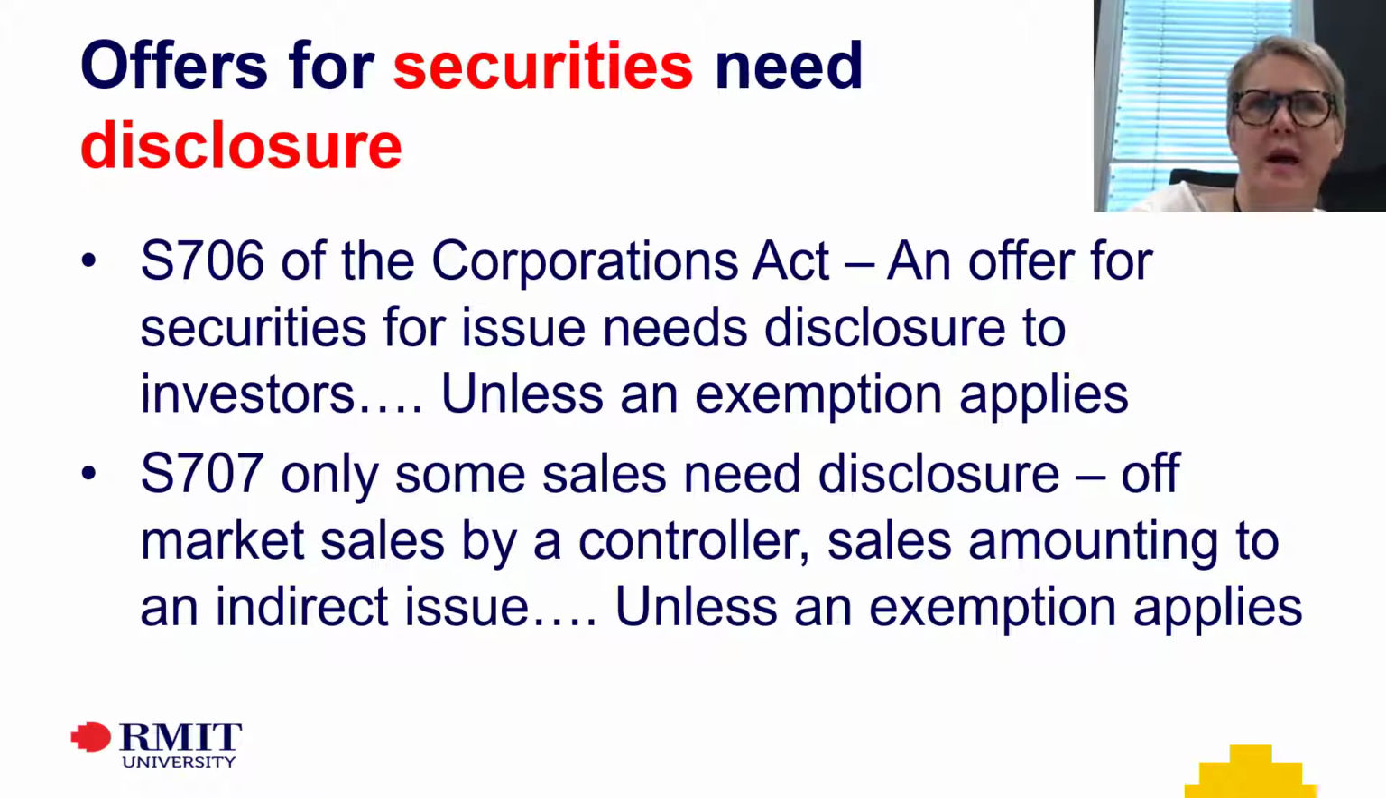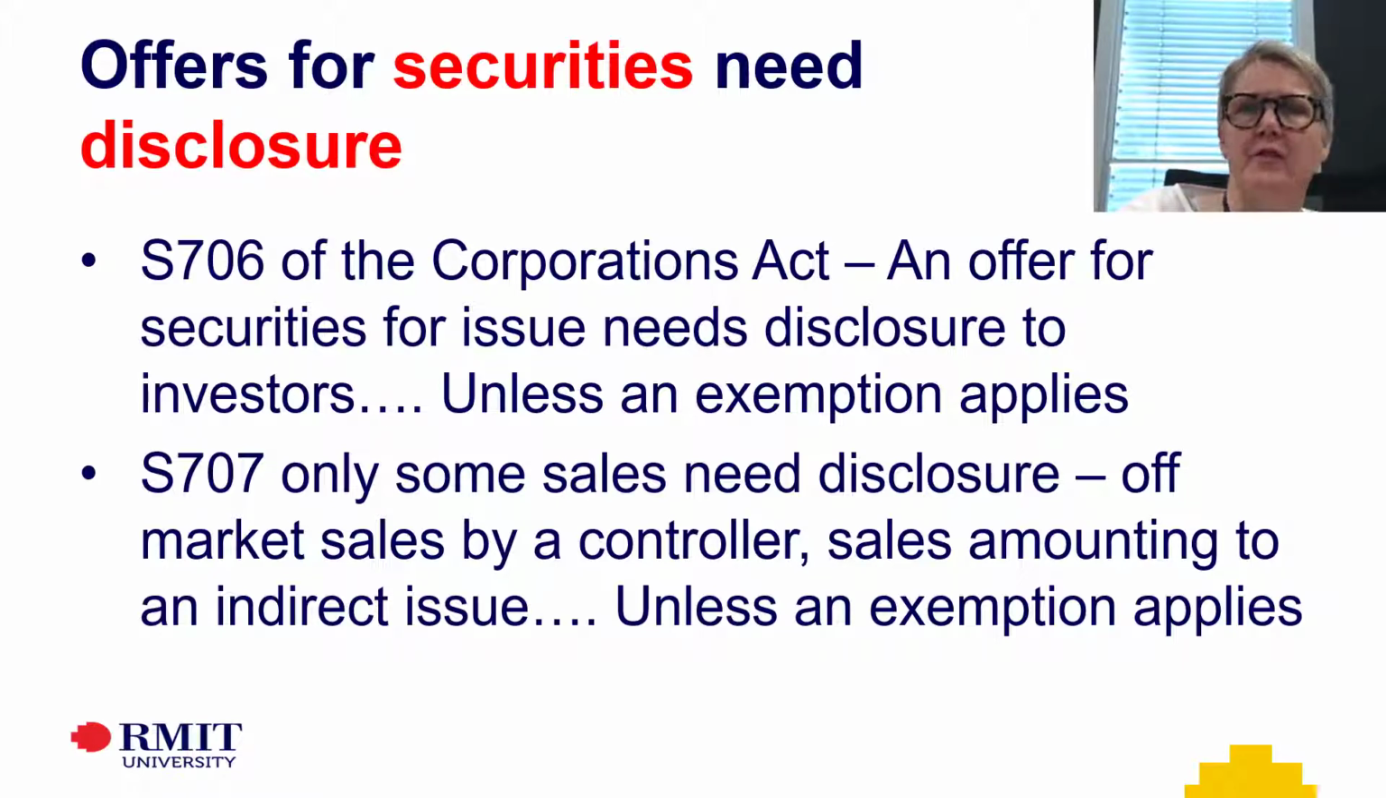Let me give you an example of that. If a founder were to sell shares and then use the money that was the proceeds of that share sale to invest, to lend to the company, purely to avoid the cost of putting together a prospectus or a disclosure document, then Section 707 would say, too bad, so sad, you're going to need to issue a disclosure document anyway.